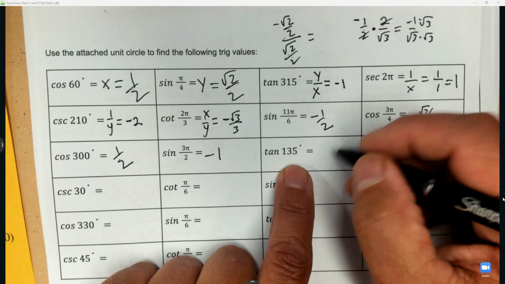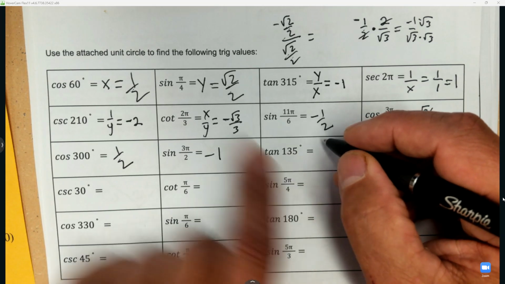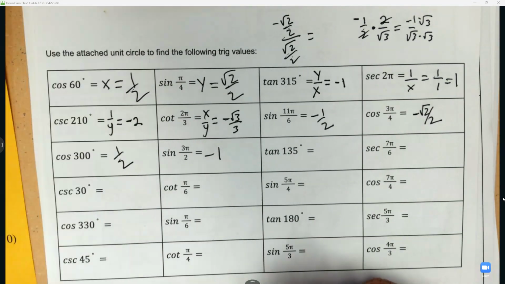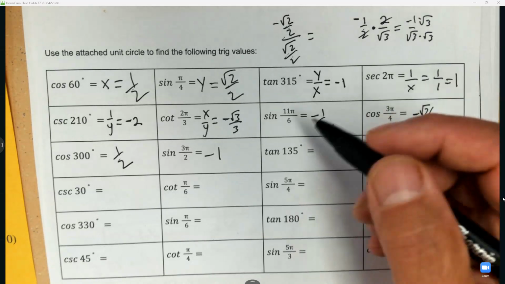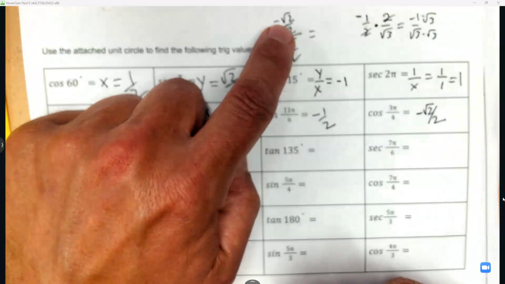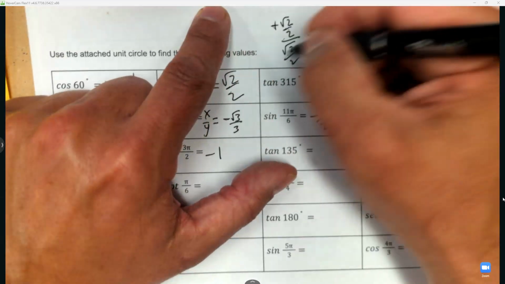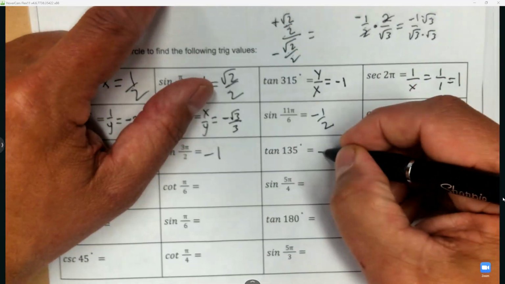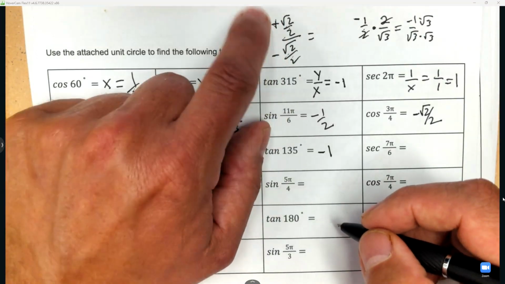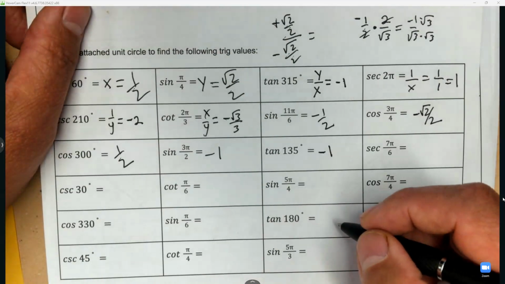Tangent 135. That's y over x. Those are the more challenging ones. But again, if you look at y over x, you end up with something very similar here, where it's root 2, or this one's actually positive and this one's negative. But you're still going to get the answer negative 1 because it's the same number dividing, and one number is positive and one number is negative.